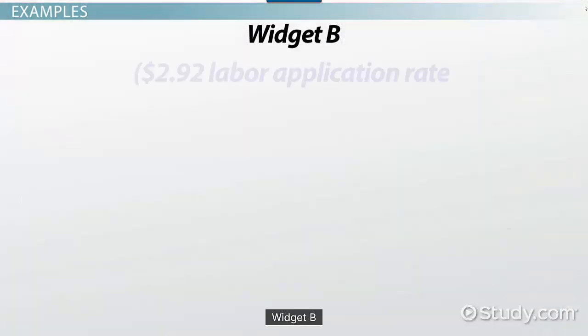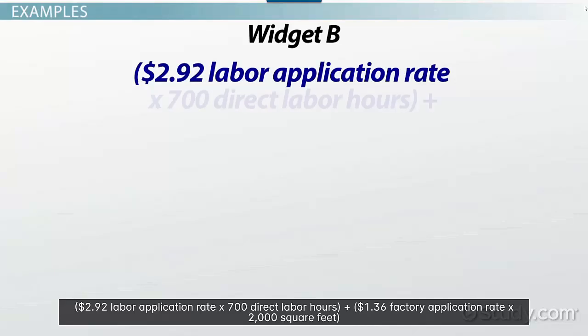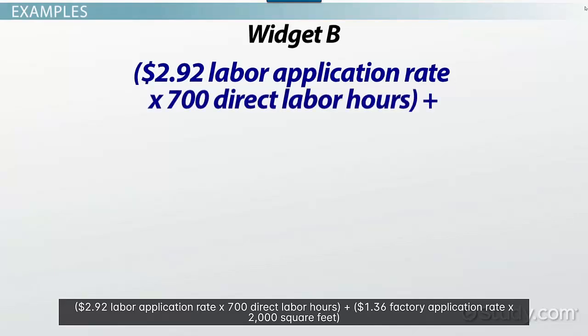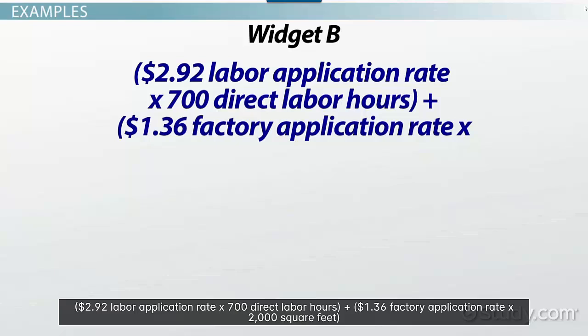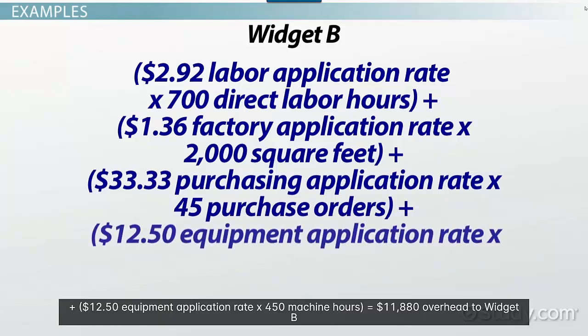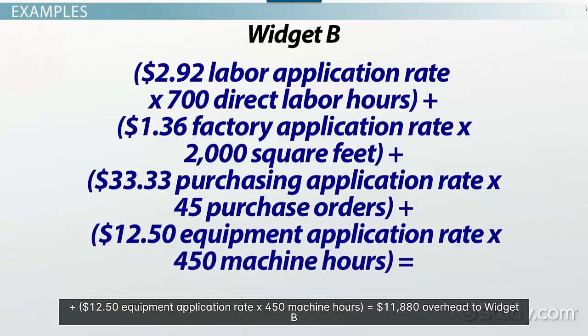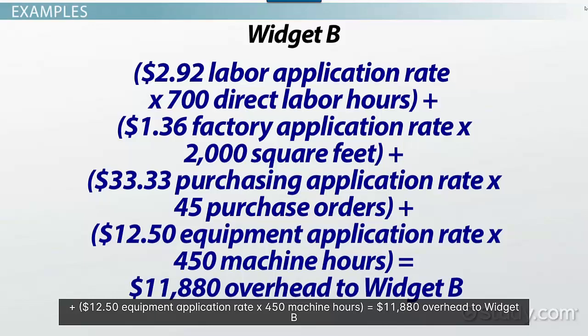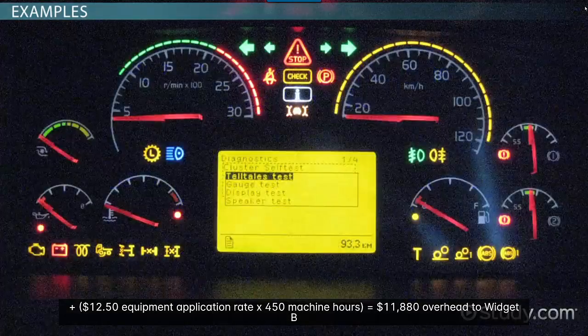Widget B, $2.92 labor application rate times 700 direct labor hours plus $1.36 factory application rate times 2,000 square feet plus $33.33 purchasing application rate times 45 purchase orders plus $12.50 equipment application rate times 450 machine hours equals $11,880 overhead to widget B.